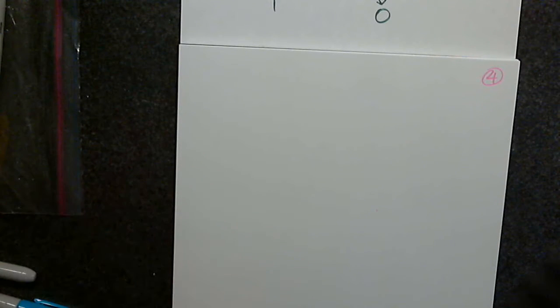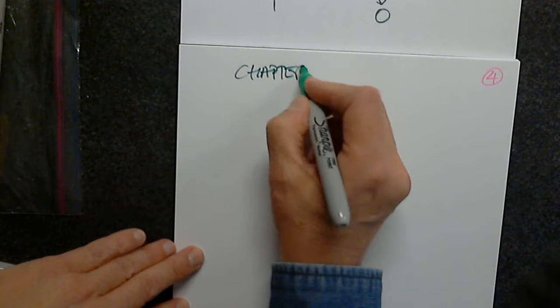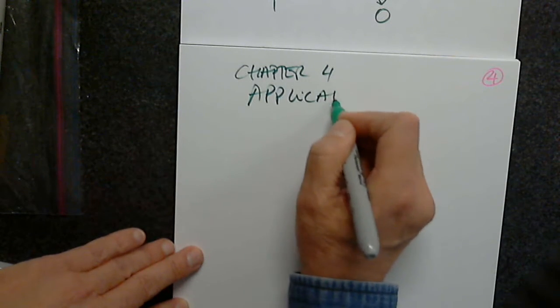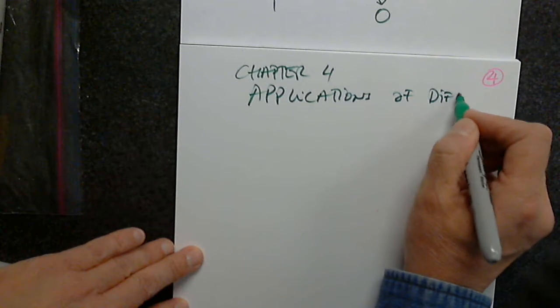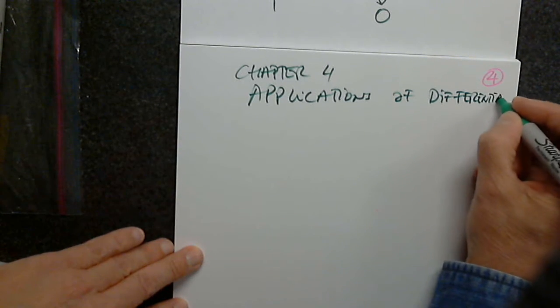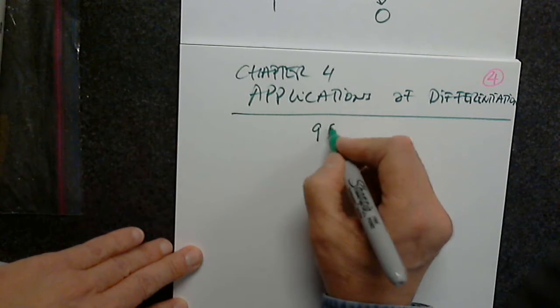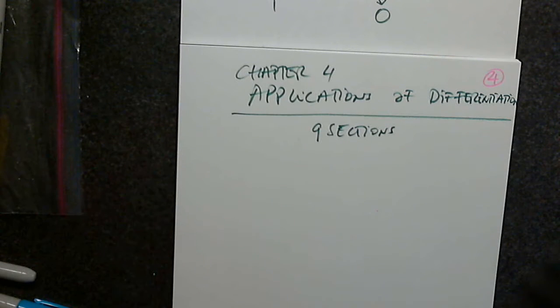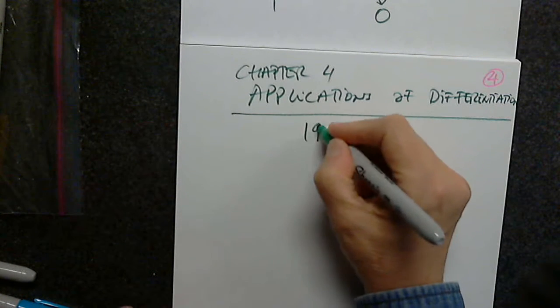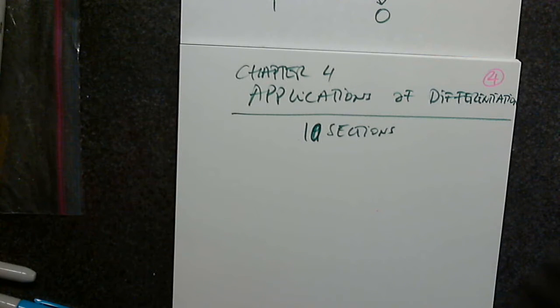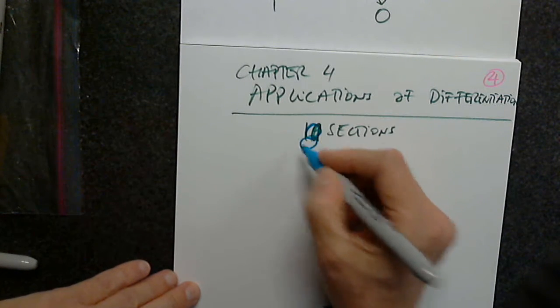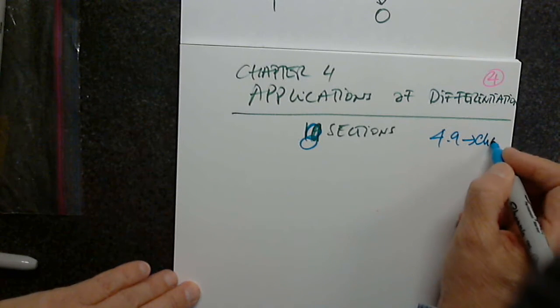So the title is chapter 4, Applications of Differentiation. Nine sections. The last section of this chapter, which is, I think I'm wrong, I think it's 10 sections. And the last section, which is 4.11, will be connected to, I just want to verify my memory, antiderivatives. I'm completely wrong. So there are 8 sections. And 4.9 will be connected to chapter 5.